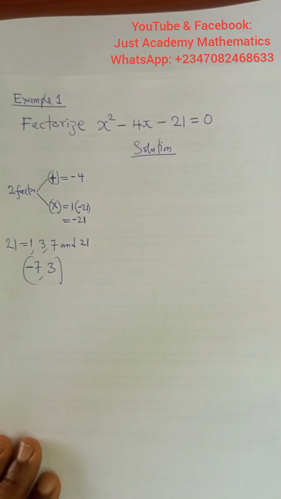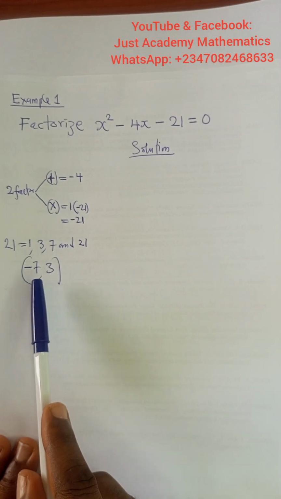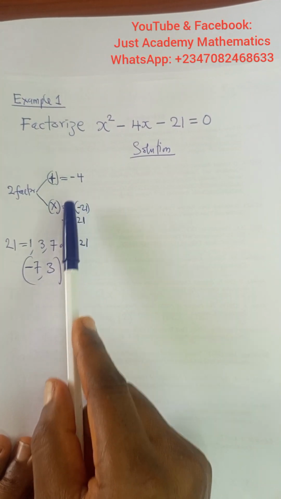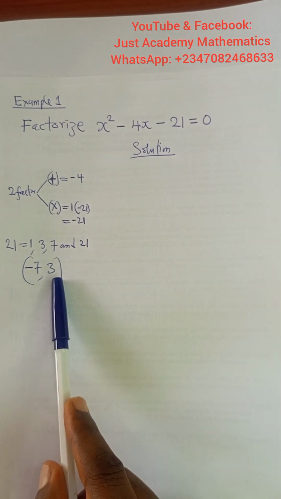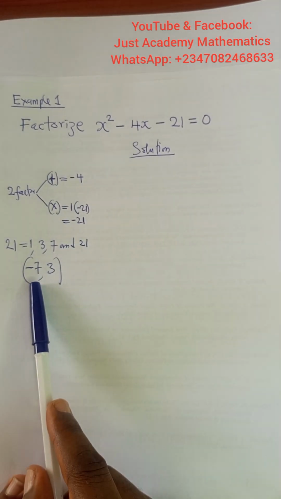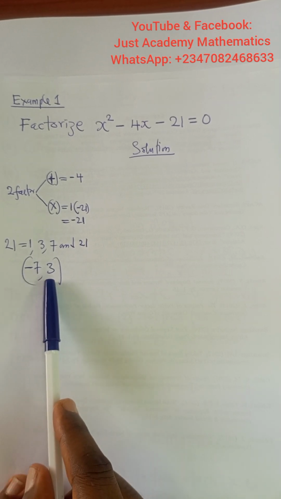I will tell you why. Why is it minus 7 plus 3? Because minus 7 plus 3 is minus 4, and minus 7 times 3 is minus 21. It can be plus 3 minus 7. So it has to be minus 7 plus 3.